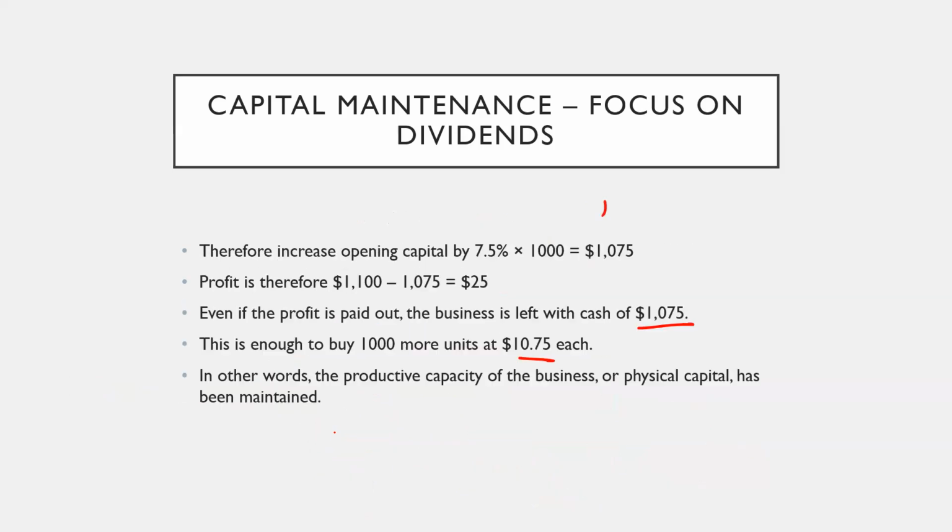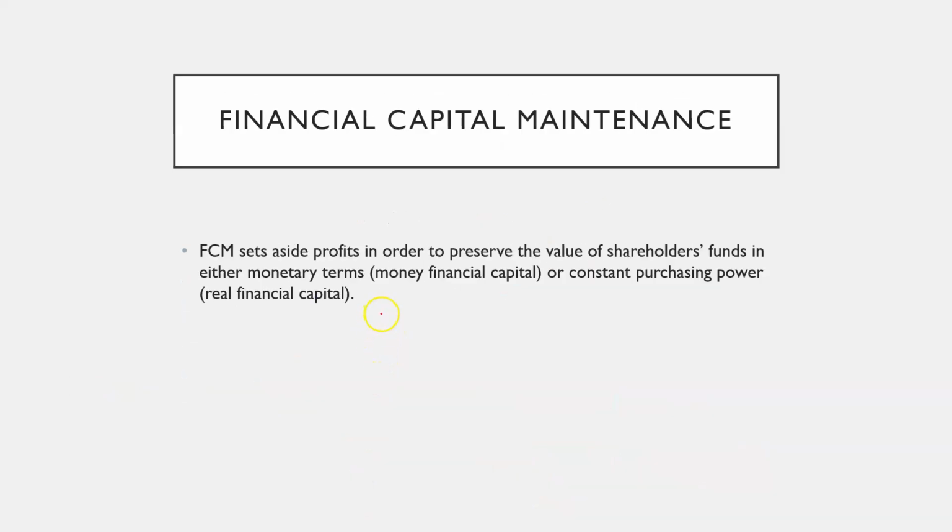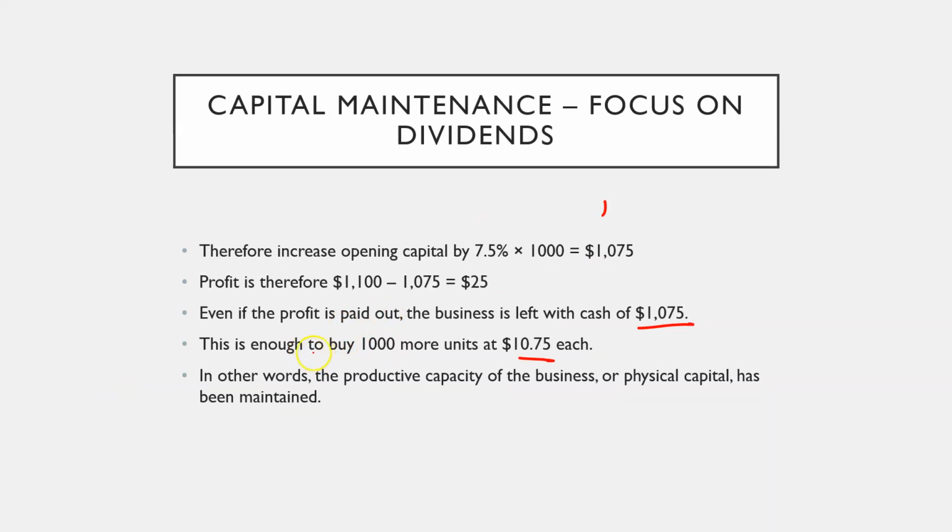And that's the argument really: this is what I need. I need 1,075 in order to actually continue trading. So I'm very much aware of the productive capacity of the business and the physical capital, or the physical ability of the business to carry on trading at its original point, or what it traditionally does. This idea is physical maintenance. That's the point. Okay, that's that first one.